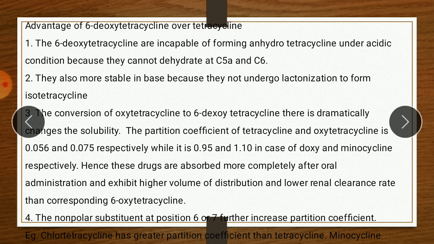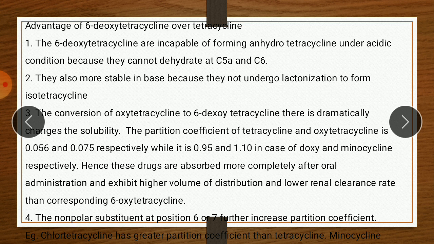Next, the conversion of oxytetracycline to 6-deoxy tetracycline dramatically changes the solubility. The partition coefficient of tetracycline and oxytetracycline is 0.056 and 0.075 respectively, while it is 0.95 and 1.10 in case of doxycycline and minocycline respectively. Hence, these drugs are absorbed more completely after oral administration and exhibit higher volume of distribution and lower renal clearance rate than the corresponding oxytetracycline. So if we compare oxytetracycline, which contains a hydroxyl group as well as a CH3 group on the 6th position, the partition coefficient of oxytetracycline is less, that is 0.56 and 0.75.